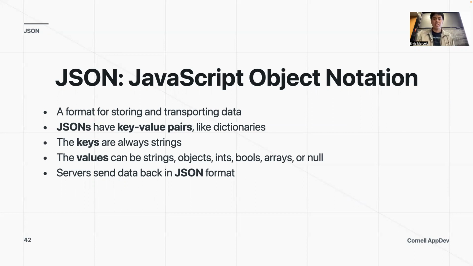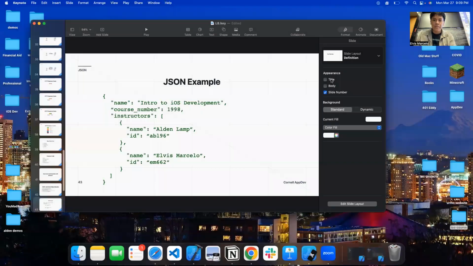A JSON is basically... why is this... wait, I don't like this.